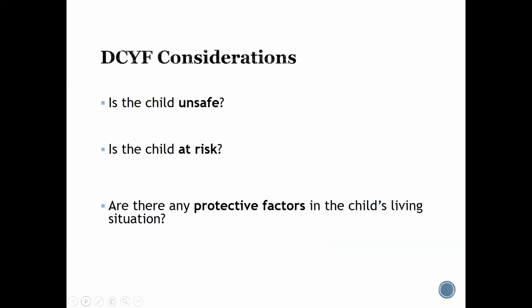When you call DCYF and they receive a report of known or suspected abuse and neglect, they're forced to ask themselves really three questions. They're asking about the child's safety, their risk, and they're also asking something about protective factors. When we think about a child being unsafe, that is the highest area of concern that DCYF will have. And when a child is unsafe, they're unsafe because there is a threat of imminent maltreatment or re-maltreatment. That means if we don't act right now, this child's hurt will continue or it will reoccur. When children are unsafe, DCYF's response is typically to respond in a very shortened time frame.